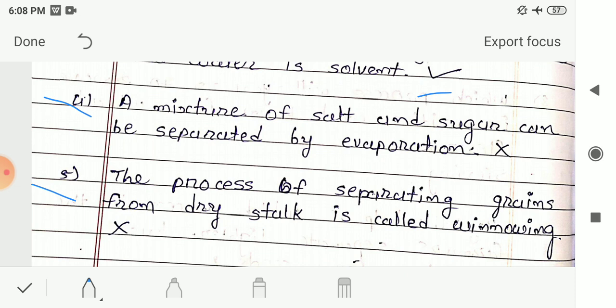Next is the process of separating grains from dry stalks is called winnowing. So here again your answer is false. The process of separating grains from the dry stalks is known as threshing. It is not known as winnowing. So here your answer is false.